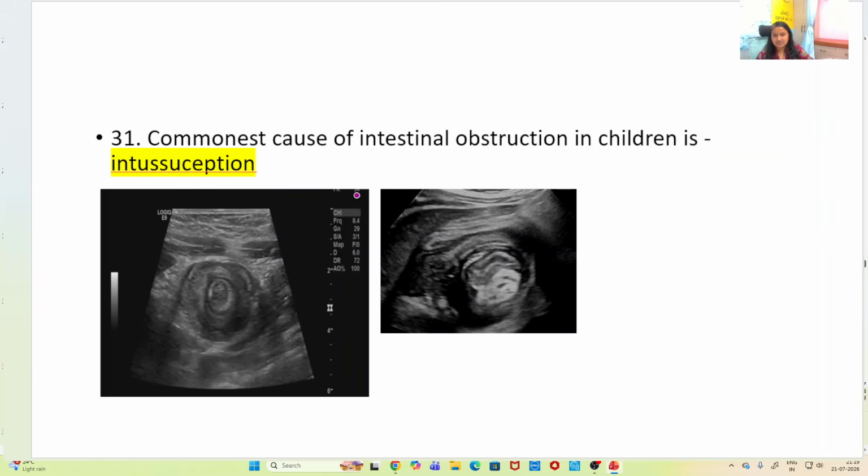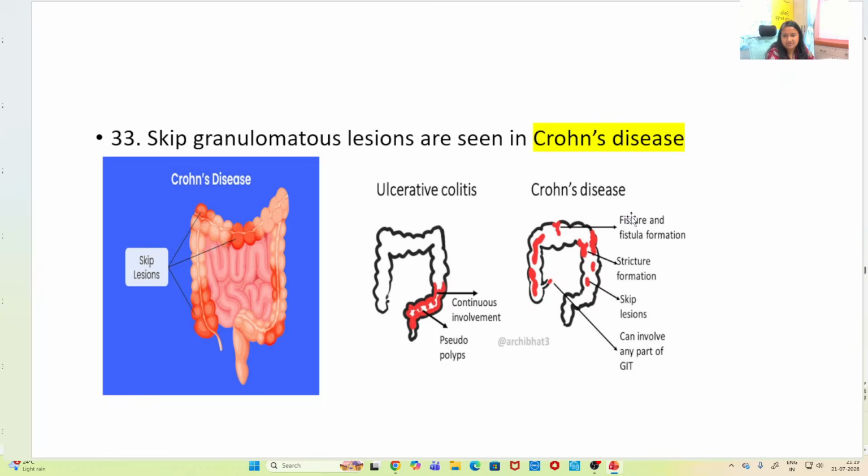Commonest cause of intestinal obstruction in children is intussusception. What you are seeing here is the target sign. Okay, this is again an image based question. This is target sign. What you are seeing here, bowel within bowel appearance. Over here also you can see this bowel, and there is another bowel telescoping into it. On a real time basis, you can see the proximal bowel telescoping into the distal segment and reversing also. Okay, so this target sign you have to remember, and this is the commonest cause of obstruction in children, intussusception.